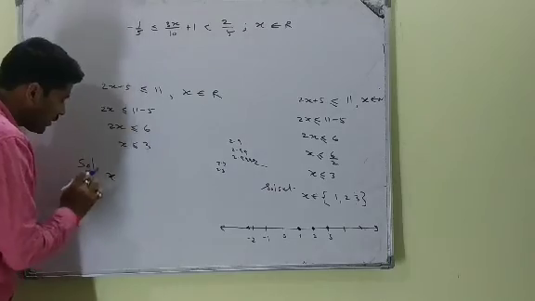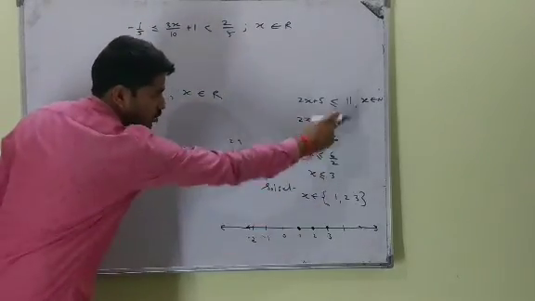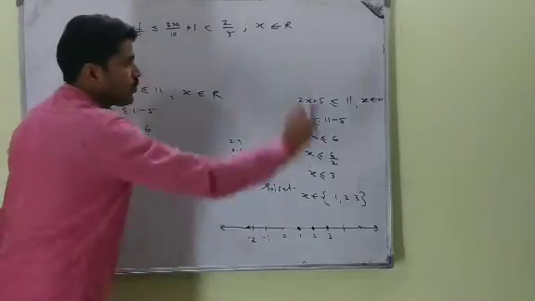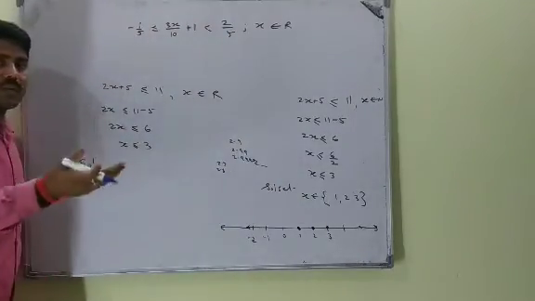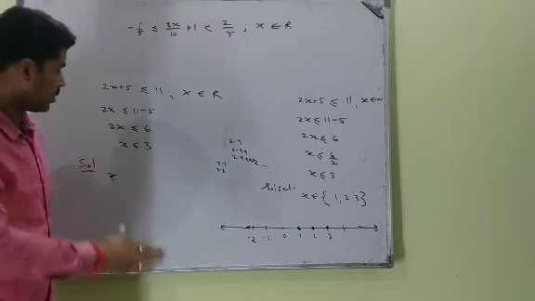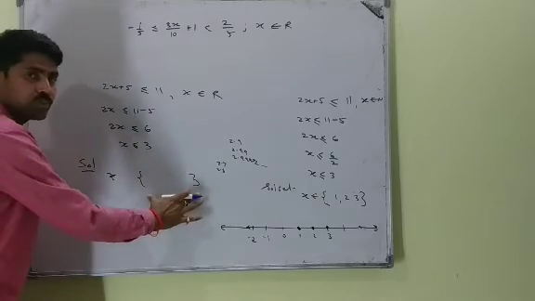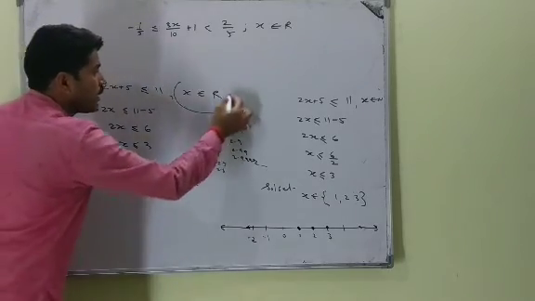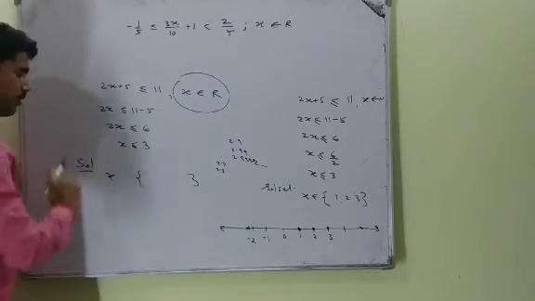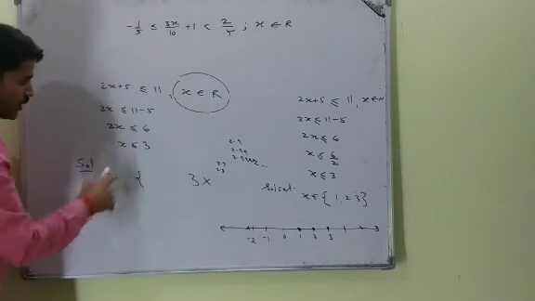So we will not write the solution set as we have written for natural numbers, whole numbers, and integers, because they are countable. Infinite real numbers cannot be counted, even between two numbers. So we will not write the solution in the form of a set in case of real numbers, but we can represent it, and very easily.